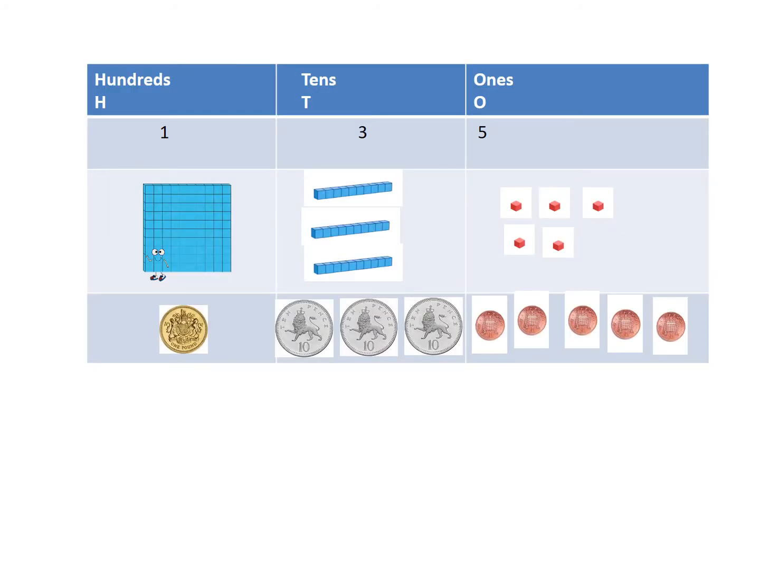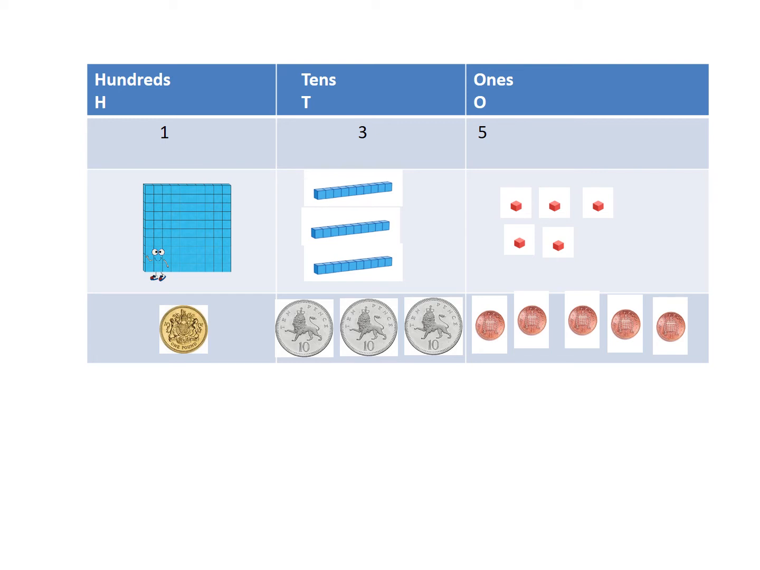So here's a couple of other ways to show 135. You could use the Dienes. So you've got the 10 by 10 Dienes, which is obviously representing 100 because 10 times 10 is 100. Then we've got 3 tens and then you can see the 5 ones.